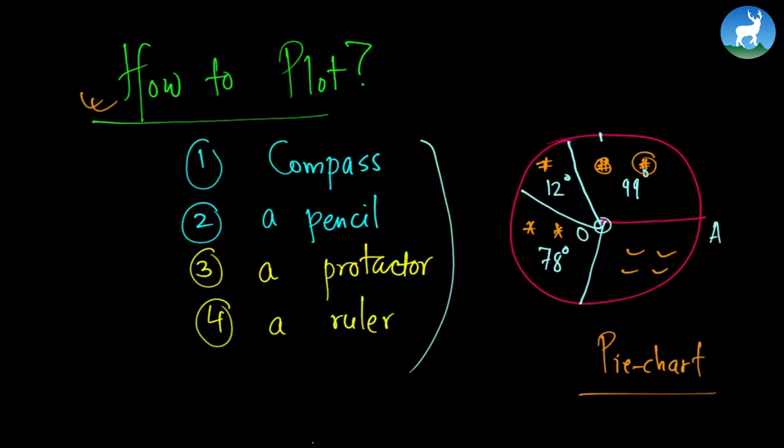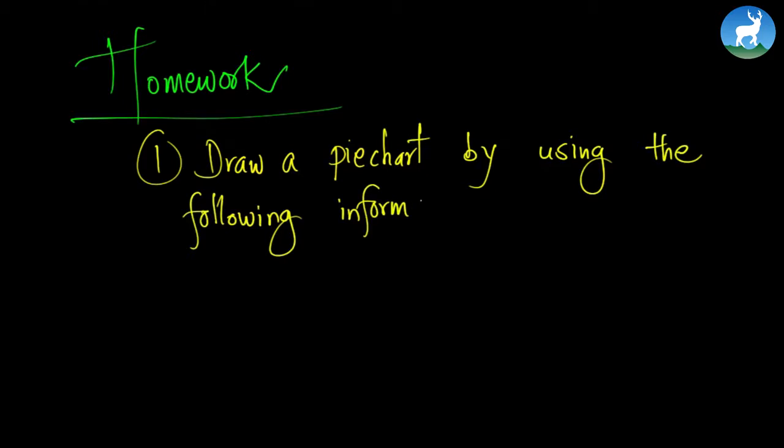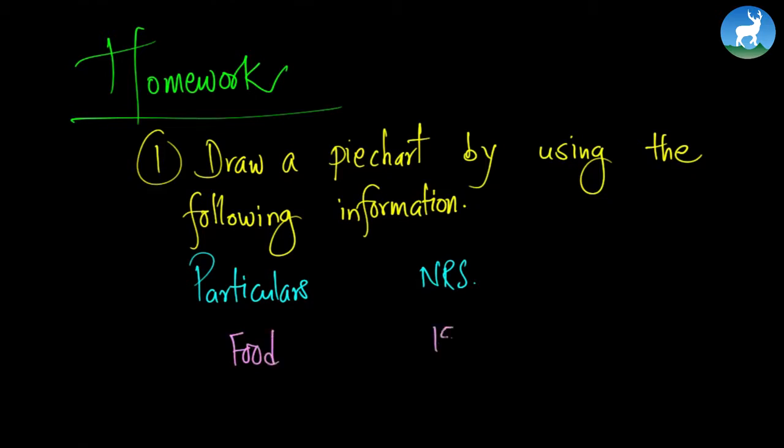All right. Now I've got a question for you as homework. Your homework would be this: draw a pie chart by using the following information. I'll write particulars and Nepali rupees. First thing is food. Let's say I spend 15,000 on food, and on rent I spend roughly 10,000. For clothes I spend 5,000 a month.